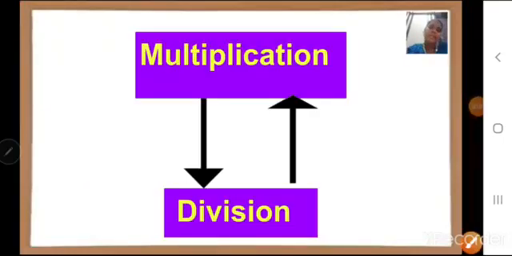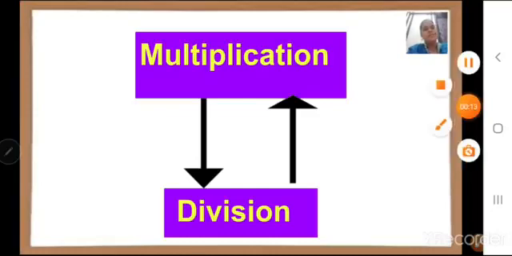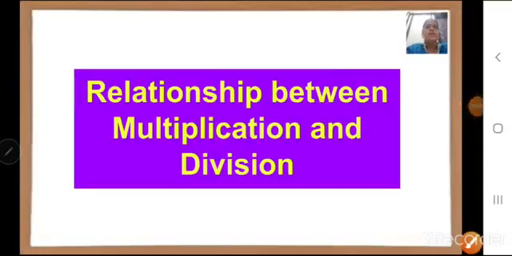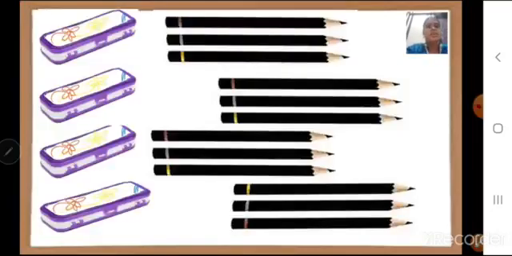Children, multiplication and division are related to each other. And understanding the terms used in multiplication and division will make it easier. Okay. So children, let us understand the relationship between multiplication and division with the help of an example, how they are related to each other. Look at this example.